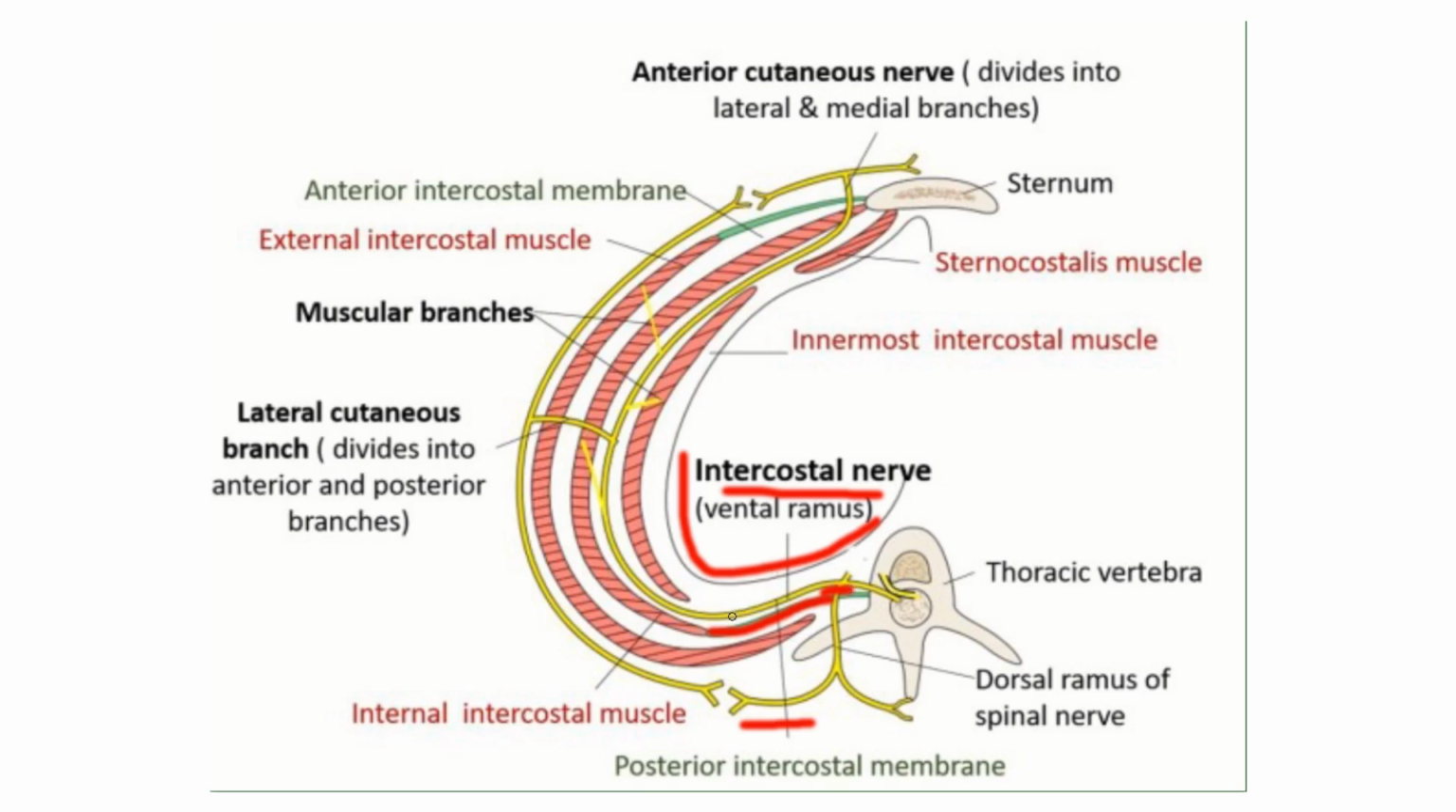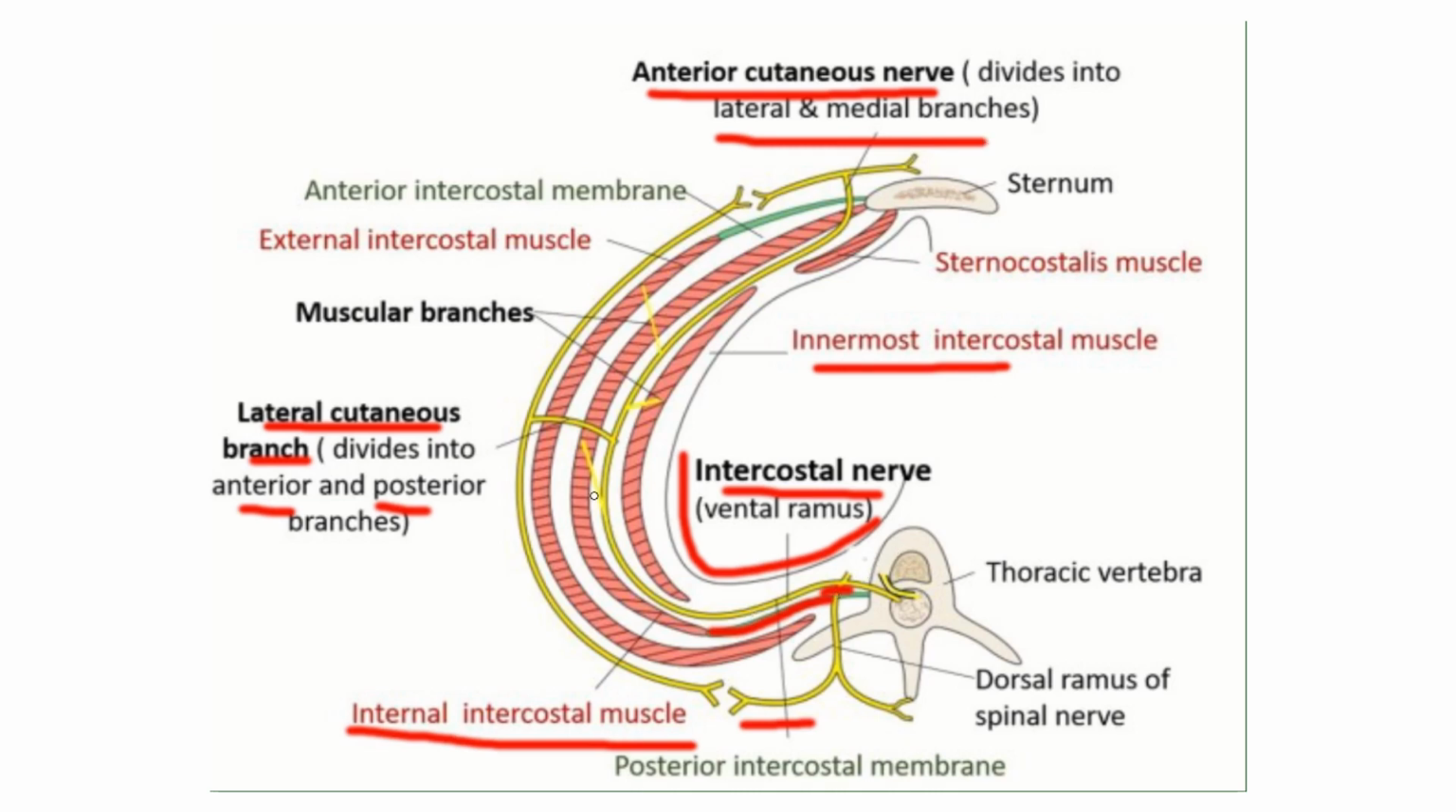Okay, here you can see the nerve is passing between the innermost intercostal muscle and the internal intercostal muscles. Near the mid-axillary line, this will give a lateral cutaneous branch, which will further divide into anterior and posterior branches. The intercostal nerve will continue and come anteriorly, and anteriorly it will give a branch called the anterior cutaneous nerve, which will further divide into lateral and medial branches. So this is the course of a typical intercostal nerve.